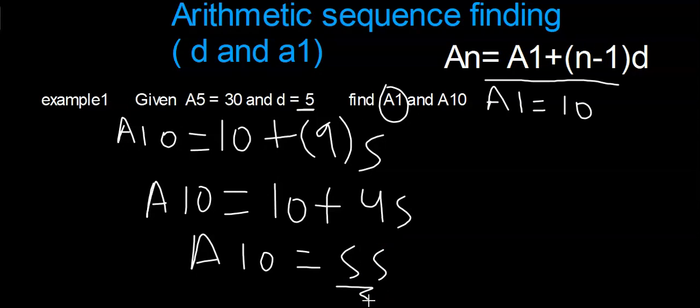Now let's see some different types of examples. In this example, we don't have a1 and we don't have d, so we're looking for these two values. If you get this type of question, let me write the basic formula again, because I want you guys to match the thing that I'm going to do. So an equals a1 plus, let me write it over here.